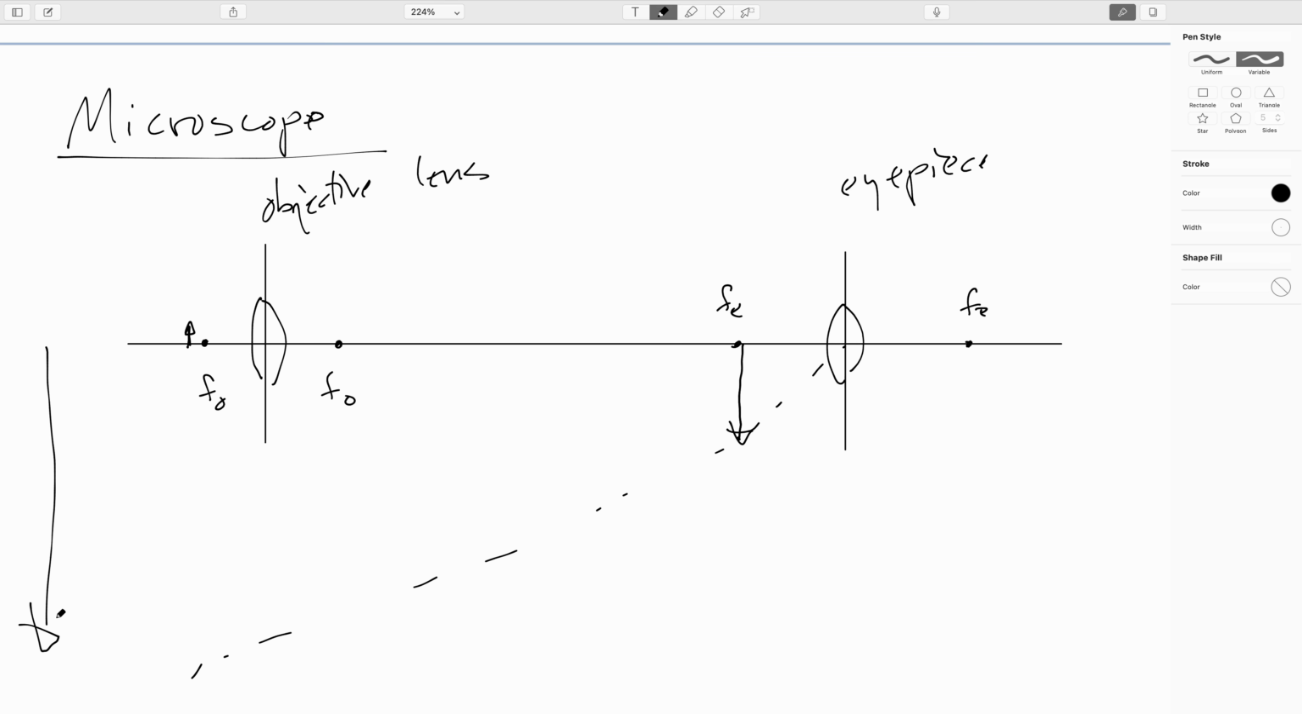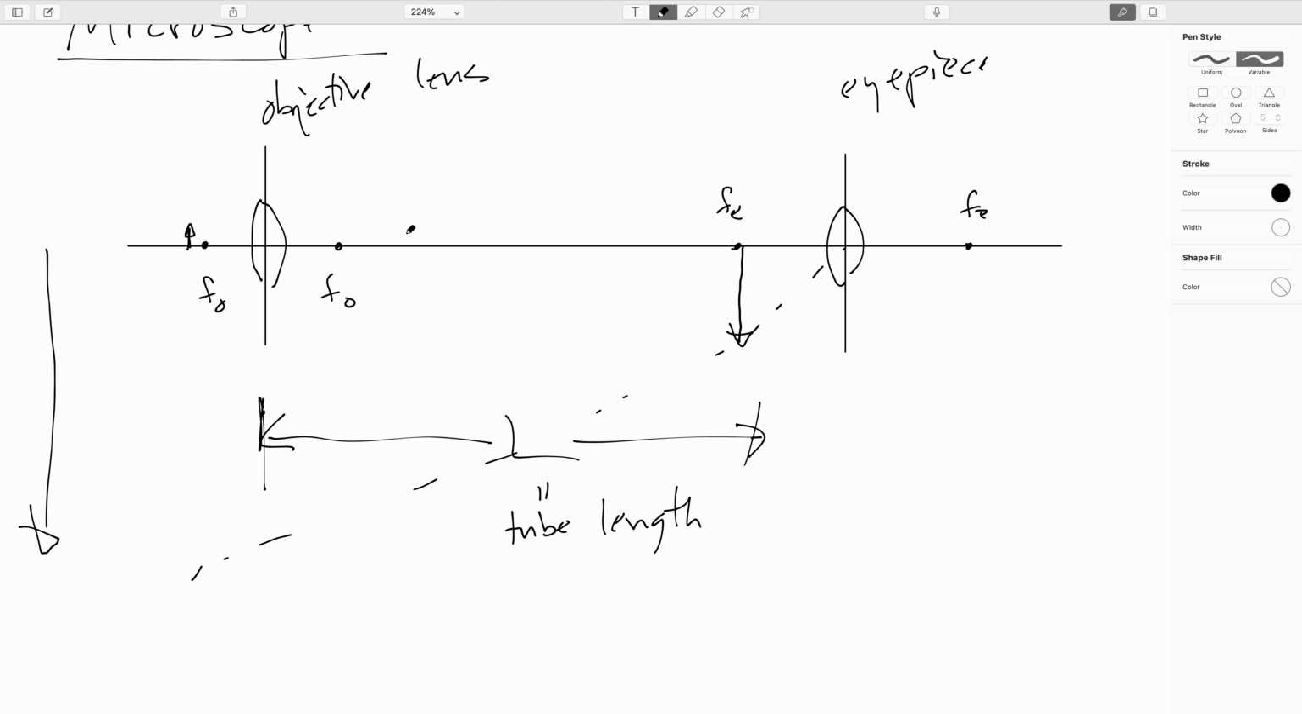So let's go ahead and say that the distance between the objective and where we formed the image is the length of the tube of the microscope. Biological microscopes are standardized to a certain specific length. So if you buy eyepieces for biological microscopes, they'll state a power, and that power will be based on the assumption of the tube length. However, for other kinds of microscopes, the tube length isn't standard, so I'm just going to leave it generic here.